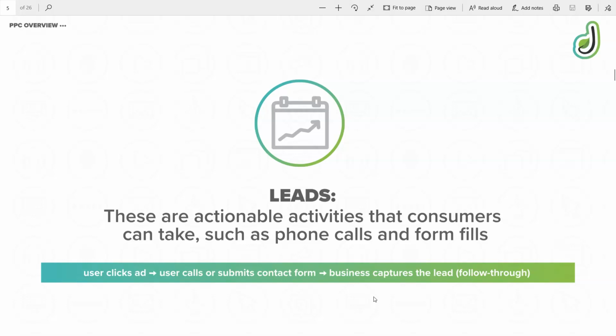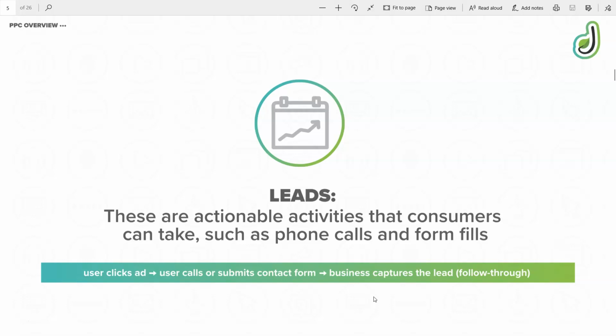So the consumer picks up that phone, or they fill out the email. Then it's on the business to make sure that they're capturing that lead and following up, and actually hopefully setting that appointment or whatever that process may be. So it's very important to make sure that those leads are being captured, followed up on in a timely manner.